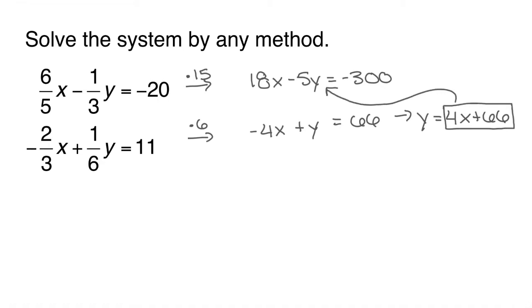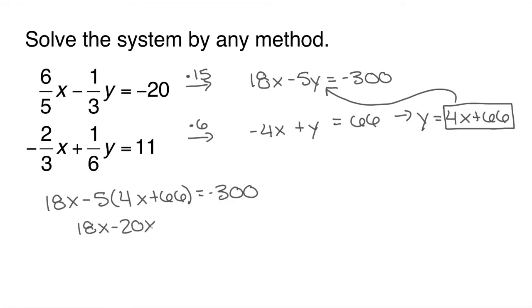When we do that, we have 18x minus 5 times (4x plus 66) is equal to negative 300. Using the distributive property to simplify the left side, we have 18x minus 20x minus 330 is equal to negative 300. Combining like terms, we have negative 2x minus 330 equals negative 300.